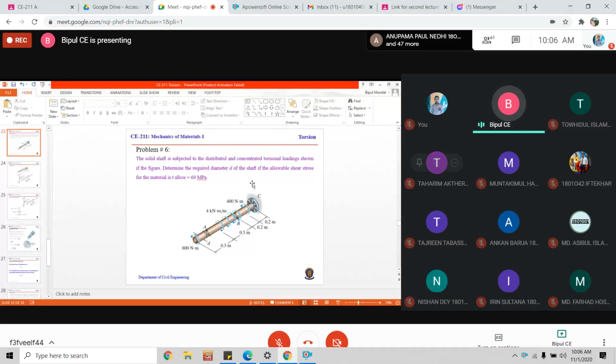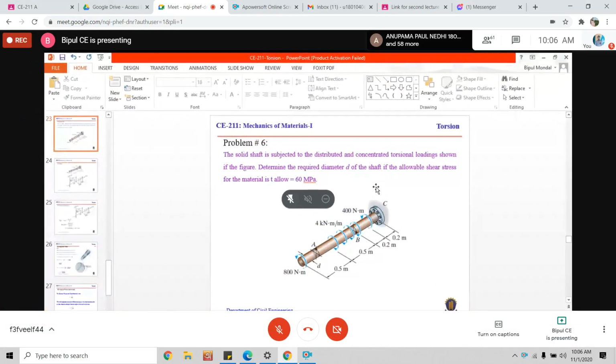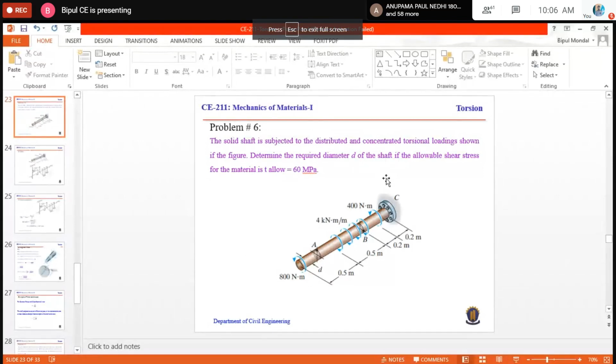The problem was there was a solid shaft. One end of the shaft was supported at C, and the other end was free, and the shaft is subjected to different torsional loadings. One concentrated torsion at the free end, another concentrated torsion 0.2 meter away from the support, and at the middle part, 0.2 meter length, the shaft was subjected to uniformly distributed torsion.